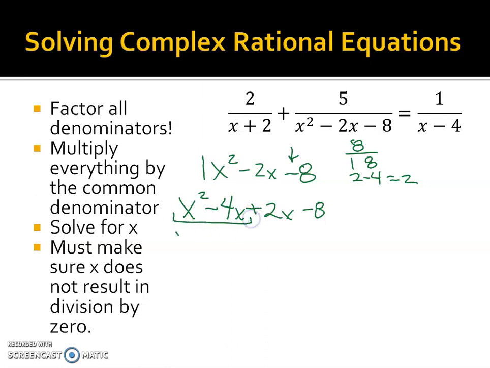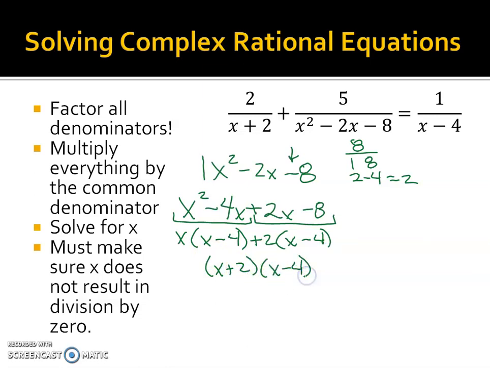What can I pull out of these two terms here? Well, I can pull out an x, leaves me with an x minus 4. What can I pull out of these two terms here? I can pull out a positive 2. Leaves me with an x minus 4. So my factor up here is x plus 2 times x minus 4. Okay? So again, I would have that written off in the margin so that you guys have room to work. I just wanted to show you guys that there as well.